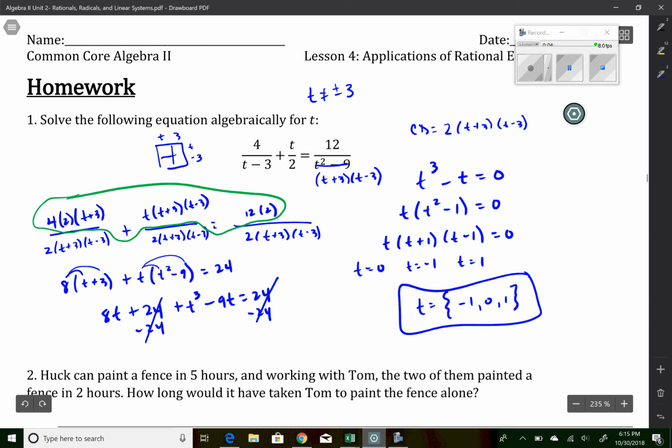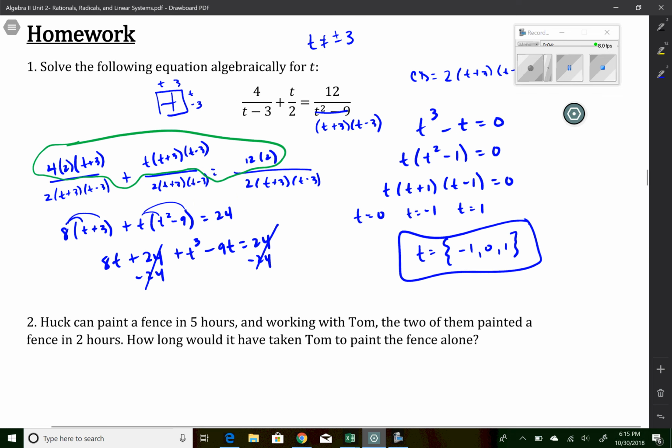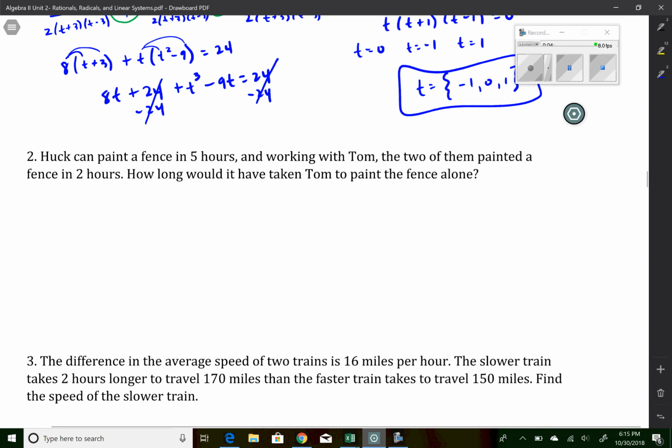A really good question to review before your test next week. Number 2, word problem similar to the one we did in class. So it says Huck can paint a fence in 5 hours. Working with Tom, so that's together, the 2 of them, or Huck can do it in 5 hours by himself. Together, they can paint it in 2 hours. How long does it take for Tom to paint the fence alone?